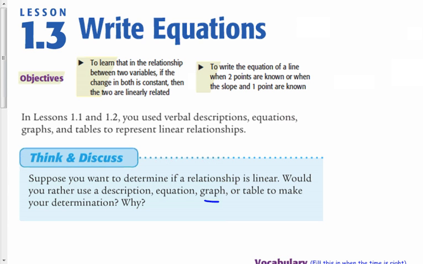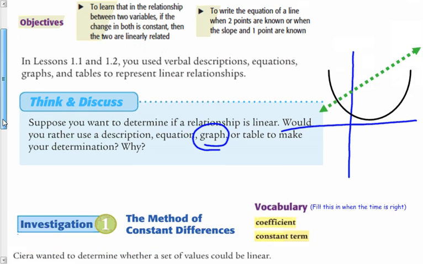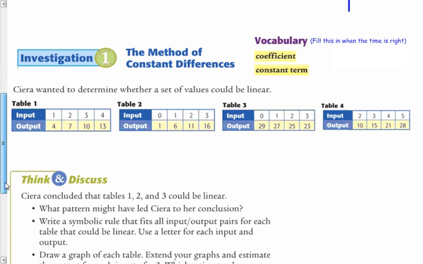I personally think I like looking at a graph the best, because if you have a graph, you can instantly tell if it's linear if the points line up. So that's a straight line, so that would be linear. This is a curved line, so that would not be linear. Anyway, that's my idea there.